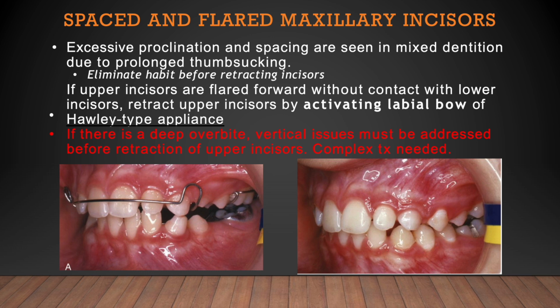For spaced and flared maxillary incisors, we know that excessive proclination and spacing are seen in mixed dentition due to prolonged thumb sucking, so we want to eliminate the habit before that. What you can use to fix these flared and spaced incisors is a Hawley type appliance. You can use this Hawley type appliance by activating the labial bow in the front and bringing these maxillary incisors back, if there is vertical clearance, of course. If there is a deep overbite, vertical issues must be addressed before retraction of upper incisors, and a complex treatment is needed.